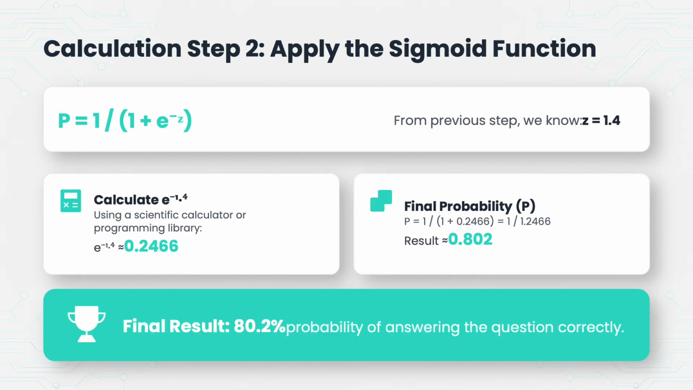Now for step 2, applying the sigmoid function. We take our z-score of 1.4, negate it to get minus 1.4, and raise Euler's number e to that power. This gives us approximately 0.2466. Plugging this into the formula, we get 1 divided by 1.2466, which is roughly 0.802. So, the model predicts an 80.2% probability that Xiao Ming will get the next question right.